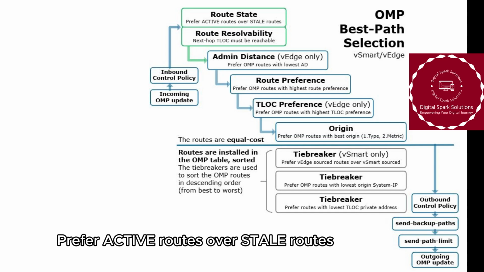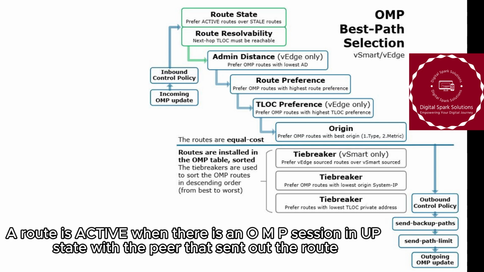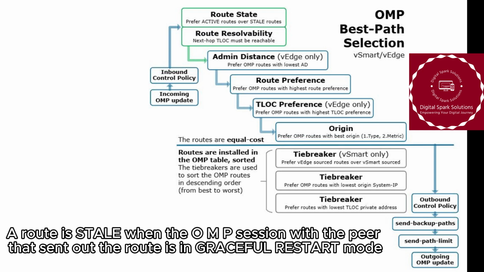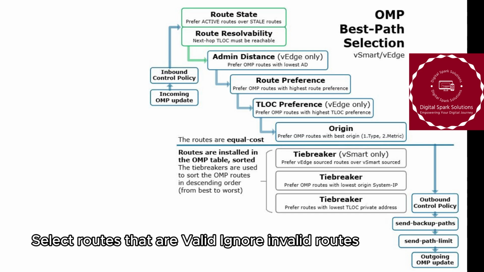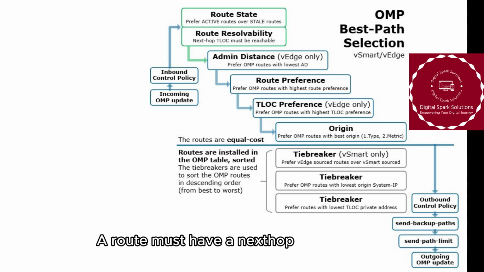Prefer active routes over stale routes. A route is active when there is an OMP session in up state with the peer that sent out the route. A route is stale when the OMP session with the peer that sent out the route is in graceful restart mode. Select routes that are valid. Ignore invalid routes. A route must have a next hop TLOC that is known and reachable.